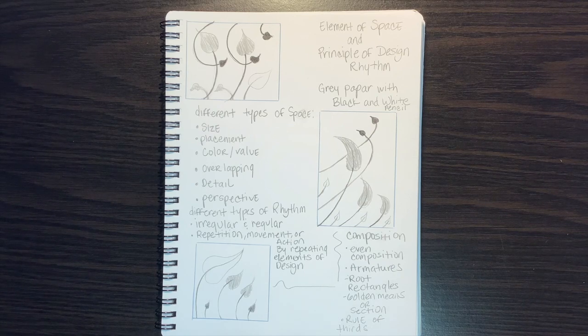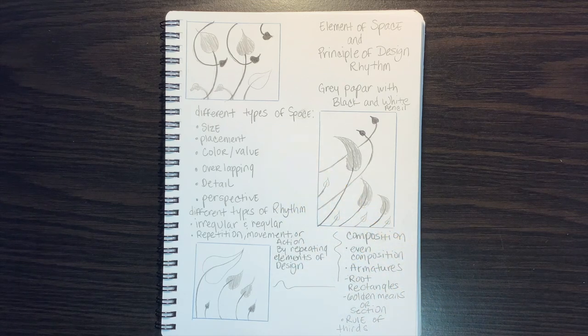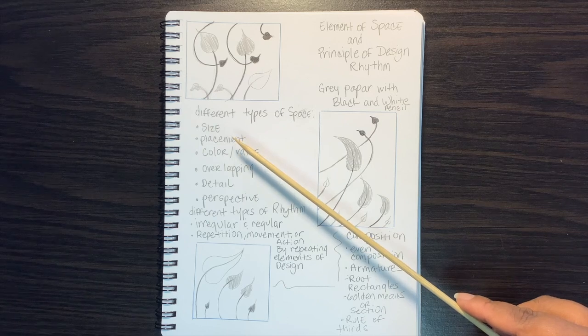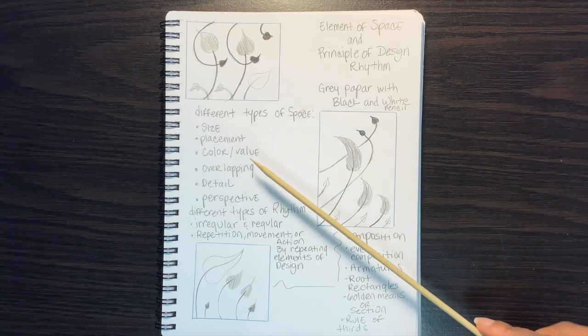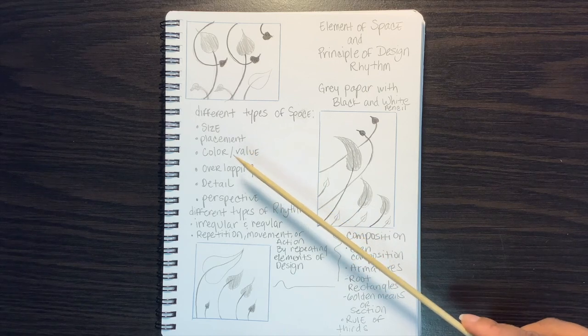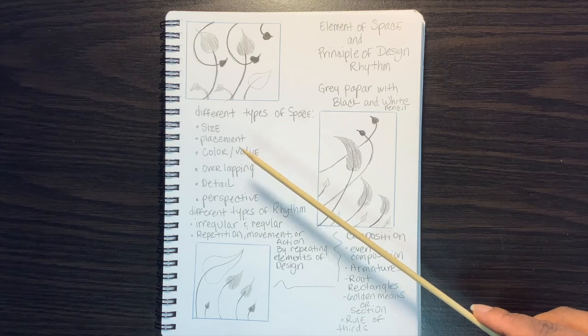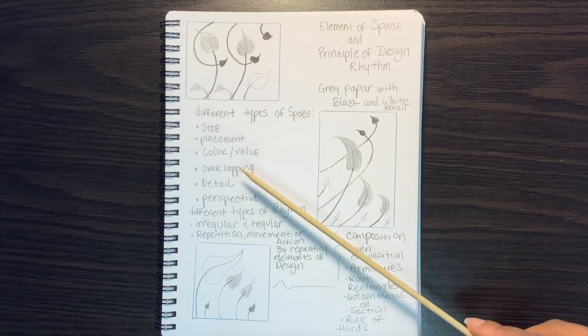When it comes to the different types of space, there are a lot of them. I put down just a few that I can quickly jot down. You can deal with space through size. Different sizes of things can create space as they move back into space, as well as placement. Placing things in certain areas, whether foreground, middle ground, or background, also gives you an idea of space. Then there's color, and also value, depending on what you're dealing with.